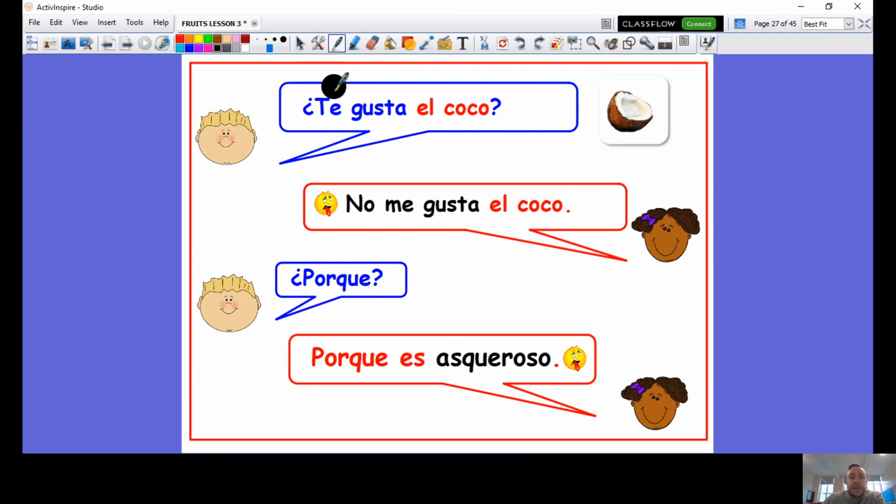Let's have a look at this conversation. The boy says, ¿Te gusta el coco? Do you like coconut? Ah, but the girl this time says, No me gusta el coco. I don't like coconut. And then he says, ¿Por qué? Why? She says, Porque es asqueroso. That's a different word. That's not delicioso. It's asqueroso. Porque es asqueroso. Because it is asqueroso.